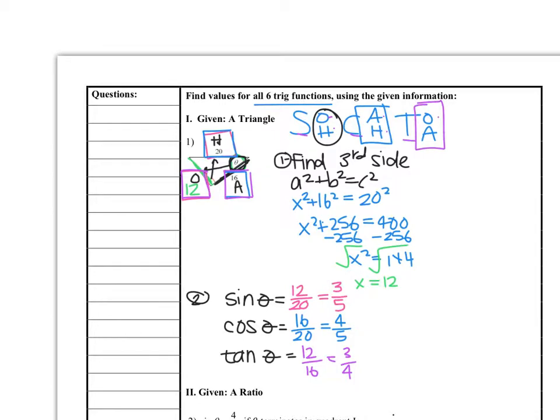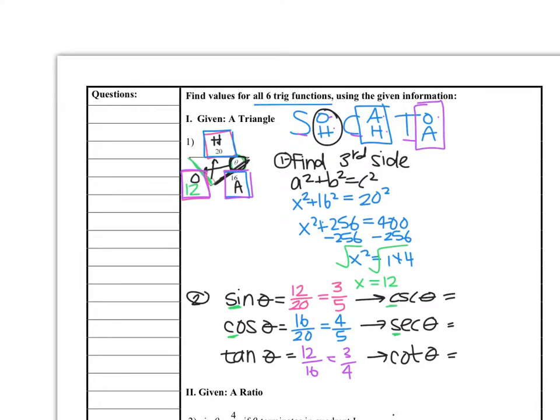So we've got the first 3 done. The next 3 are the reciprocals. So remember that sine matches with cosecant. And then cosine matches with secant. And tangent matches with cotangent. One trick I have for this is you'll notice that the S word matches with the C word, and the C word matches with the S word. So they don't match with the same letter, they match with the opposite.